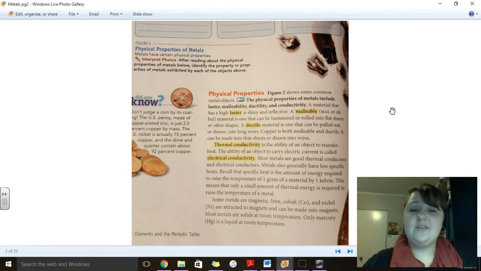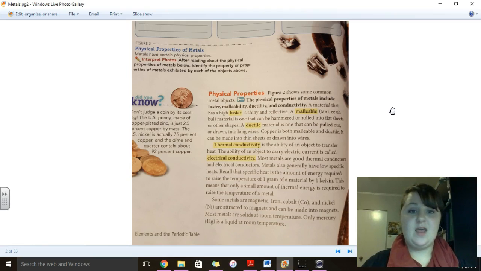Thermal conductivity is the ability of an object to transfer heat. The ability of an object to carry electric current is called electrical conductivity. Most metals are good thermal conductors and electric conductors. Metals also generally have low specific heats. Recall that specific heat is the amount of energy required to raise the temperature of 1 gram of a material by 1 Kelvin. This means that only a small amount of thermal energy is required to raise the temperature of a metal.